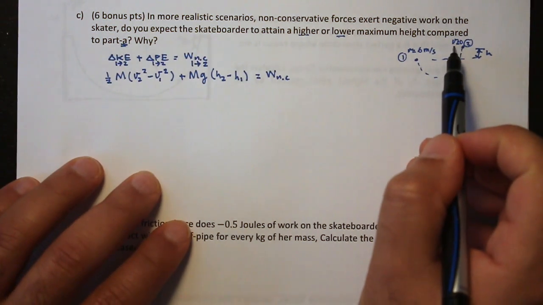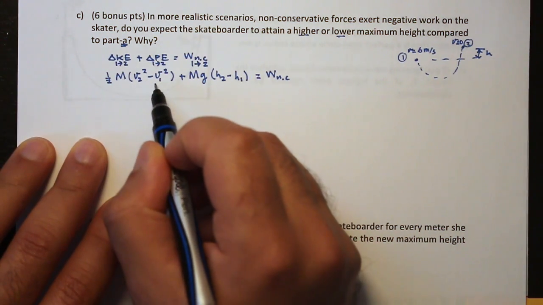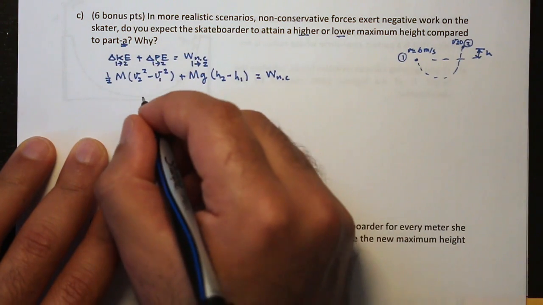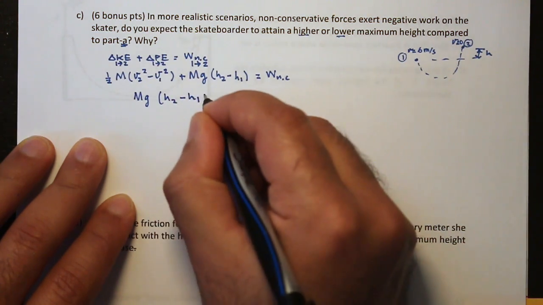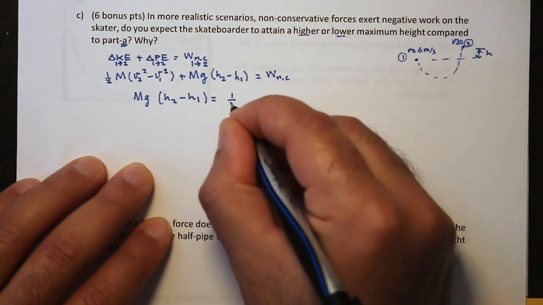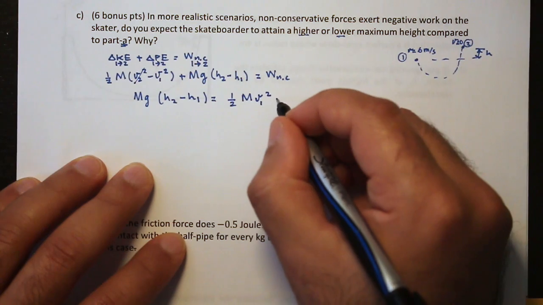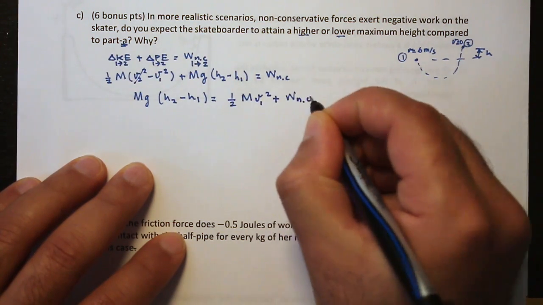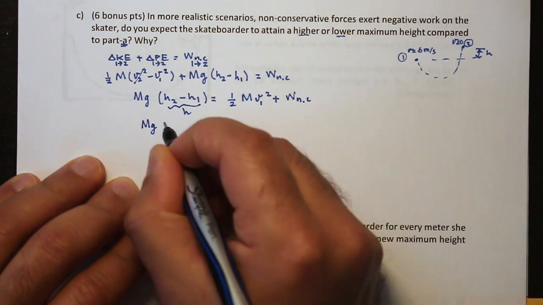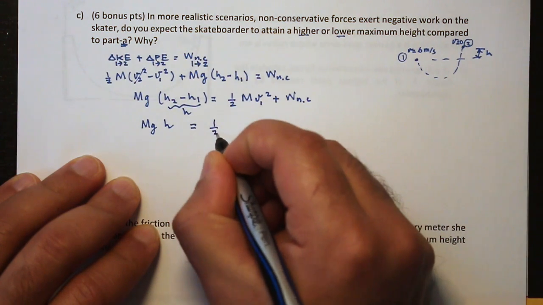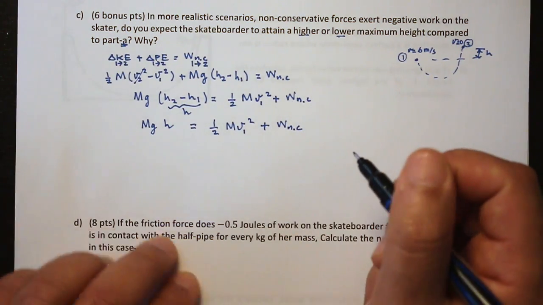I know that v2 is equal to 0, so this is going to drop out. So this is going to be minus half m v1 squared, so I'm going to take that to the other side, and I'm going to say that mg(h2 minus h1) is equal to half m v1 squared, because this is 0, plus the work done by non-conservative forces. This is the h that I'm looking for. mgh is equal to half m v1 squared plus the work done by non-conservative forces.